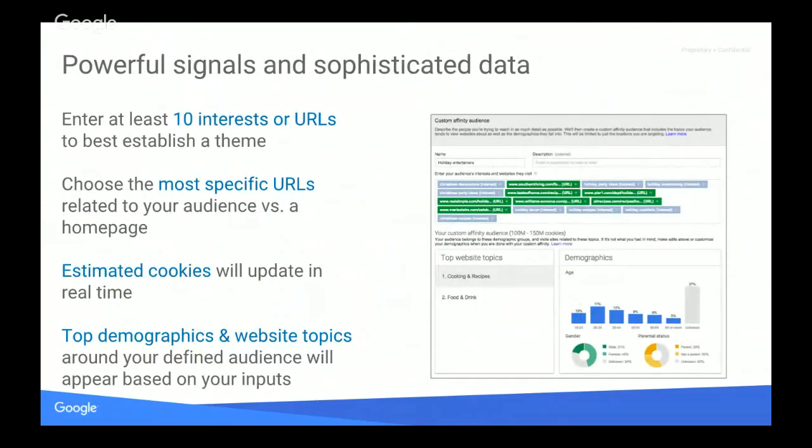We do have powerful signals and sophisticated data. Enter at least 10 interests or URLs to best establish a theme. Choose the most specific URLs related to your audience versus a homepage. Estimated cookies will update in real time, and top demographics and website topics around your defined audience will appear based on your inputs.